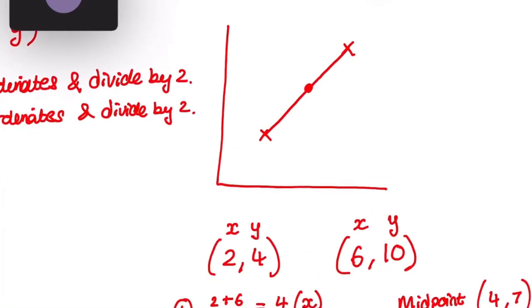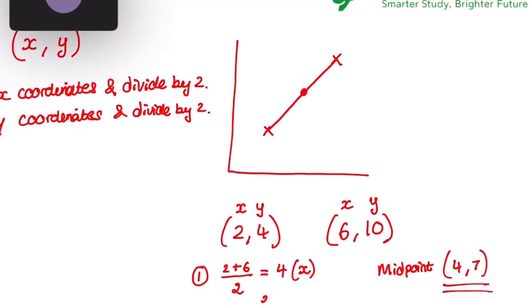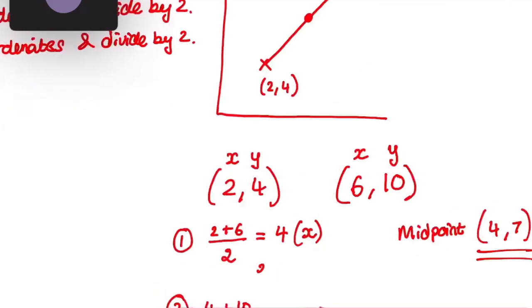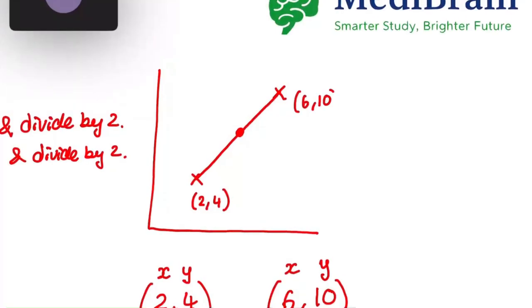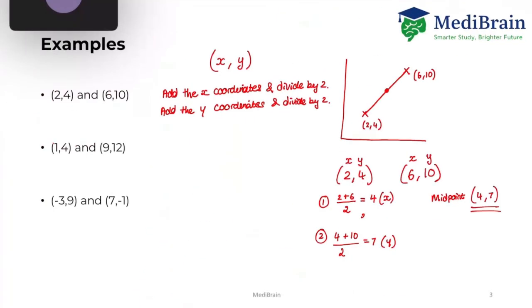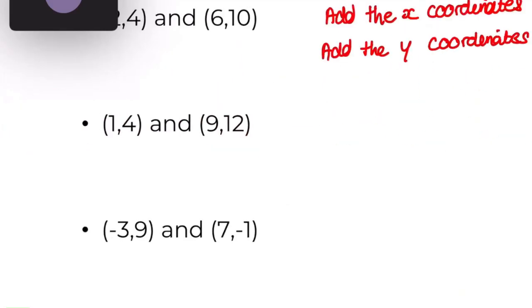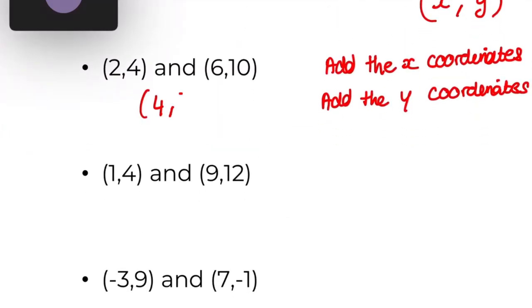And if we have a visual look on this graph, we know that this coordinate over here is 2, 4. We know that this coordinate over here is 6, 10. And we know that the midpoint that we've just worked out is 4, 7. Okay, so that's roughly in the middle, as you can see. To get from 2 to 4, we go 2 across, and then 4 to 6, we go 2 across again. To get from 4 to 7, we add 3. To get from 7 to 10, we also add 3. So we know that this is going to be the midpoint, 4, 7. So the midpoint of this first example over here is 4, 7.